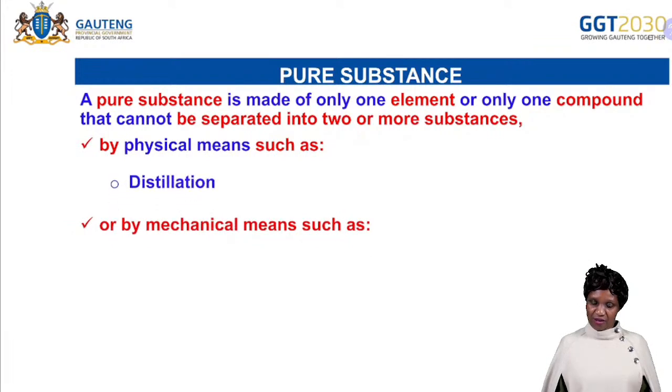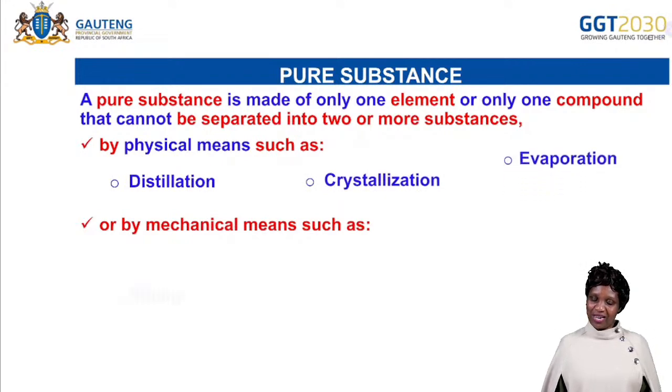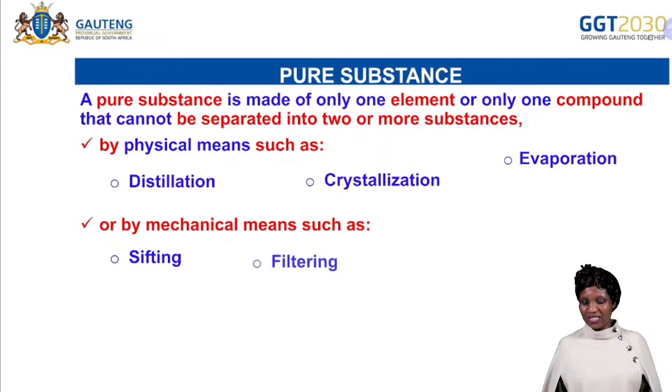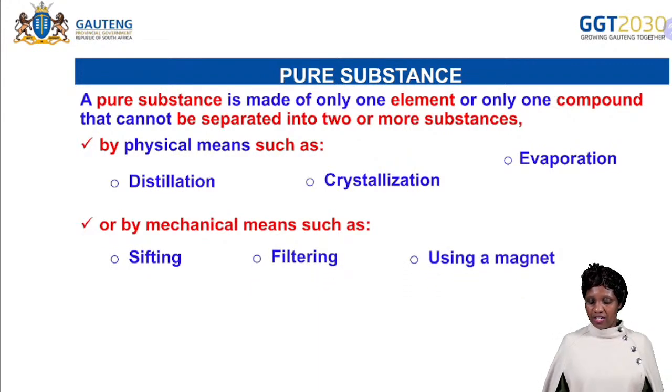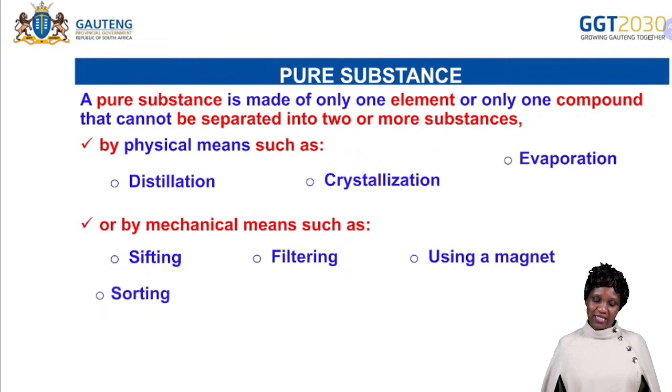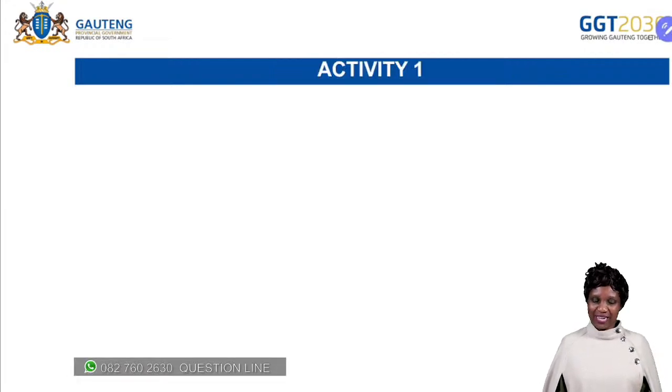Let's check the physical means. We've got distillation, we've got crystallization and evaporation. And then the mechanical means, we've got sifting, filtering and using a magnet, and even sorting. Do you understand these terms? If you don't, make sure you ask. Anything that you don't understand on this lesson, make sure you ask on 082 760 2630. Ask if you are lost. Let's move together. Grade 8.